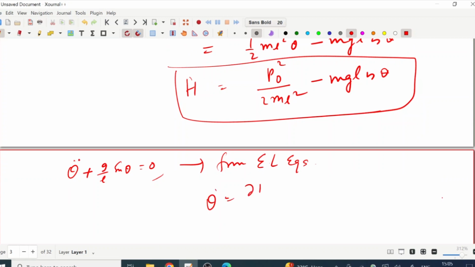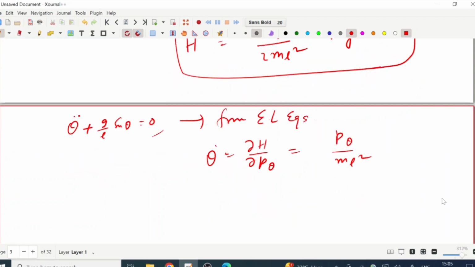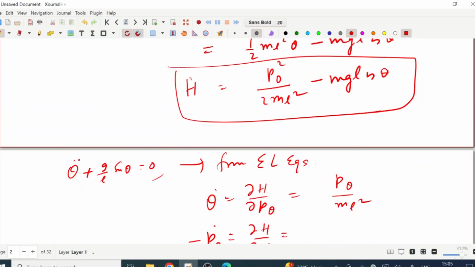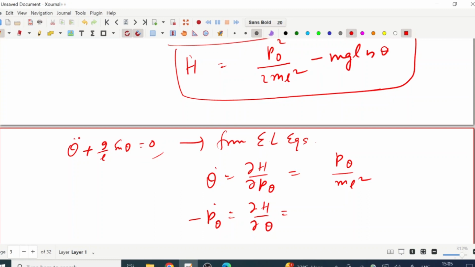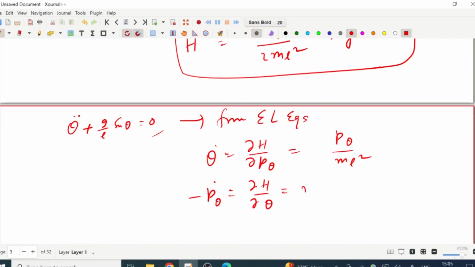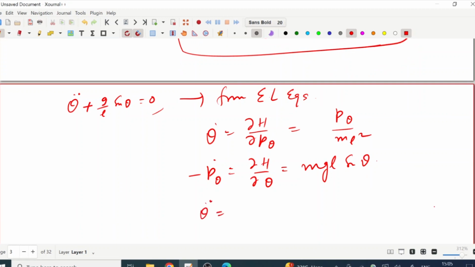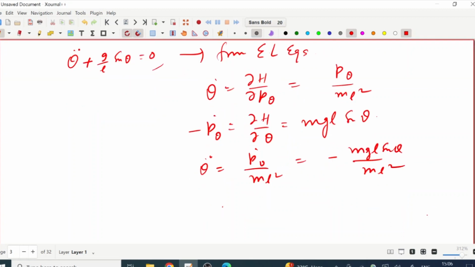theta dot will be del H del p theta. So, it will be p theta by m L square. And minus p theta dot will be del H del theta. There is a minus in the formula, and the cos theta derivative will be minus, so it will be mg L sin theta. So, now if you make a theta double dot, it will be p theta dot divided by m L square, which will be minus mg L sin theta by m L square. So, again you will find the same equation, theta double dot plus g by L sin theta equal to 0.